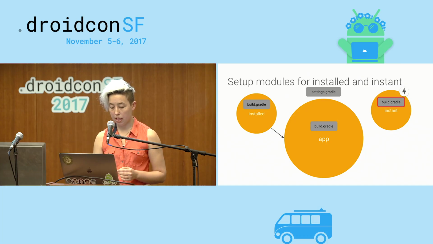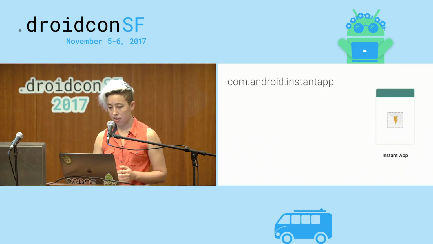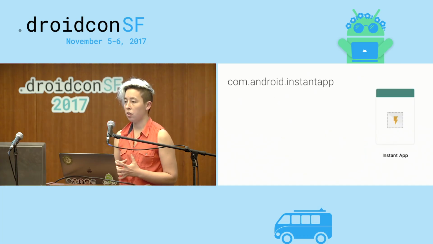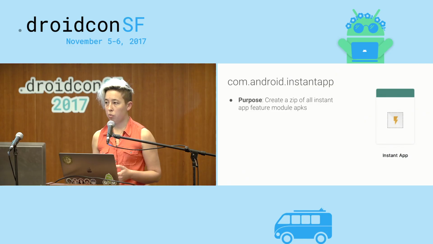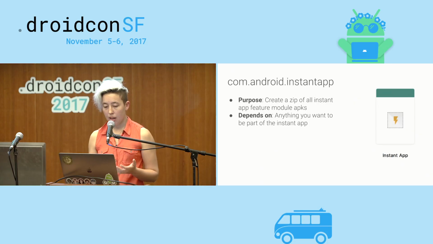I'm going to go over to the instant app module. So the instant app module is where things get a little bit different. Now I'm using a completely different plugin called the instant app plugin. And it's the instant app plugin which is what enables me to create a zip of all of these different features that I include within it. The instant app is going to depend on any of your sub-feature modules that you want to be part of the instant app. And you don't have to make every single feature within your app part of the instant app if you don't want to, but you can.